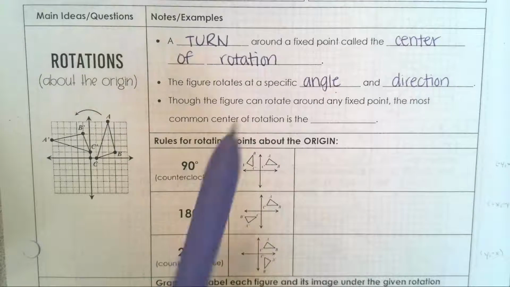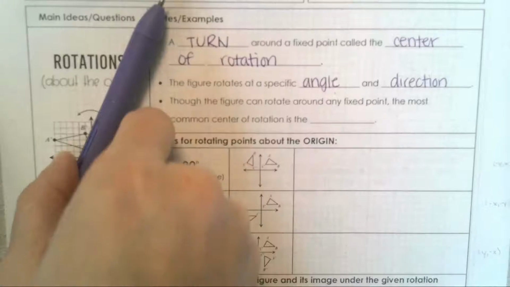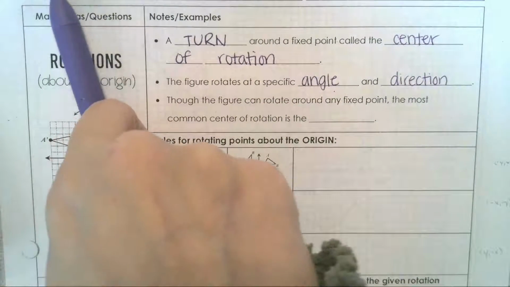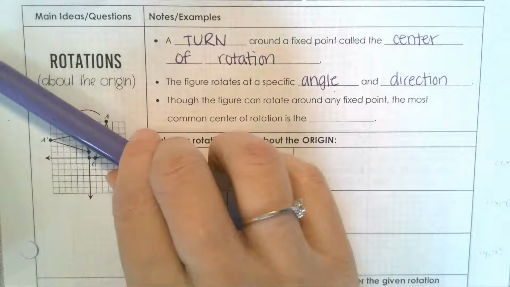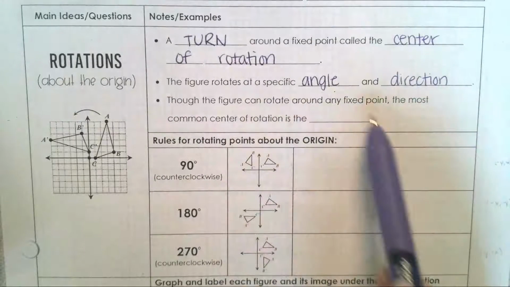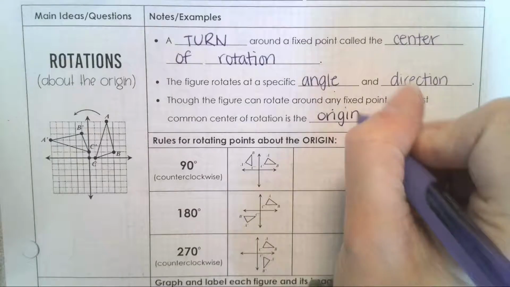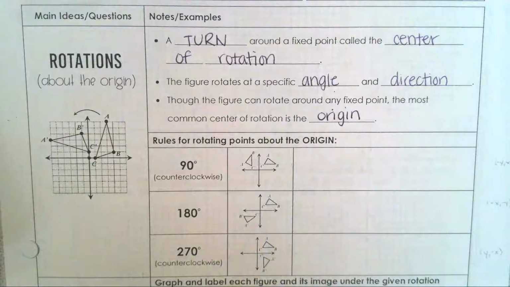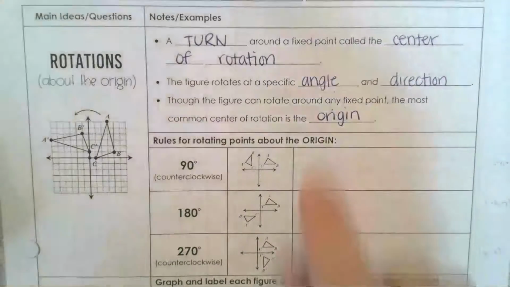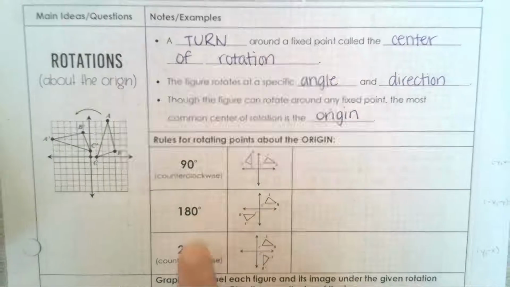So no matter how it's going, if you think we're going the opposite as the hands on a clock, that's going to be going in this direction. So all of our rotations are going to be going like that. Though the figure can rotate around any fixed point, the most common center of rotation is the origin, and like I said, the only one that we are going to focus on. Obviously you can rotate a figure at any angle. We are going to focus on 90 degrees, 180 degrees, and 270 degrees.